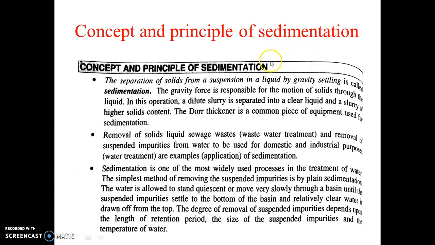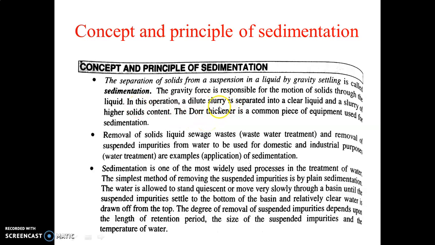So what is meant by sedimentation? The separation of solid from suspension in a liquid by gravity settling is called sedimentation. That means you have to separate the solid material which is suspended in the liquid. And how is this separation taking place? By using gravity settling. So what is meant by gravity settling? We just have to use the gravitational force for settling of this solid material. Then the whole process is called sedimentation.